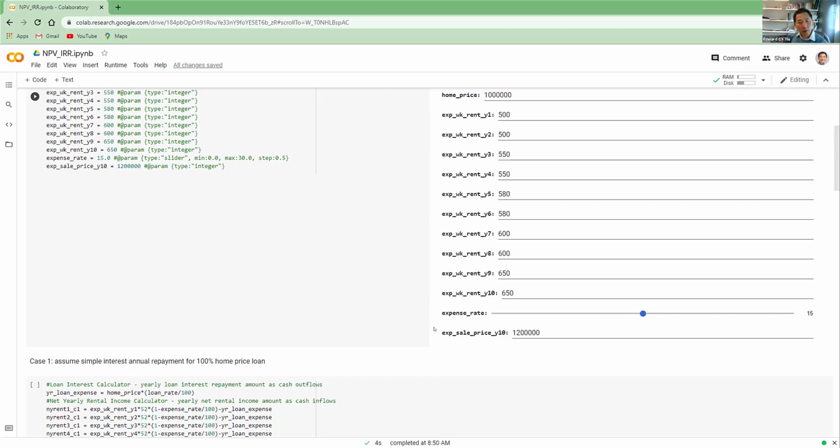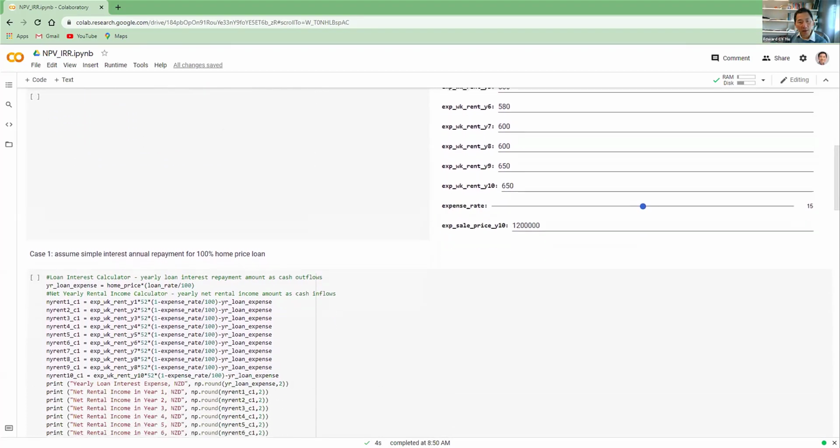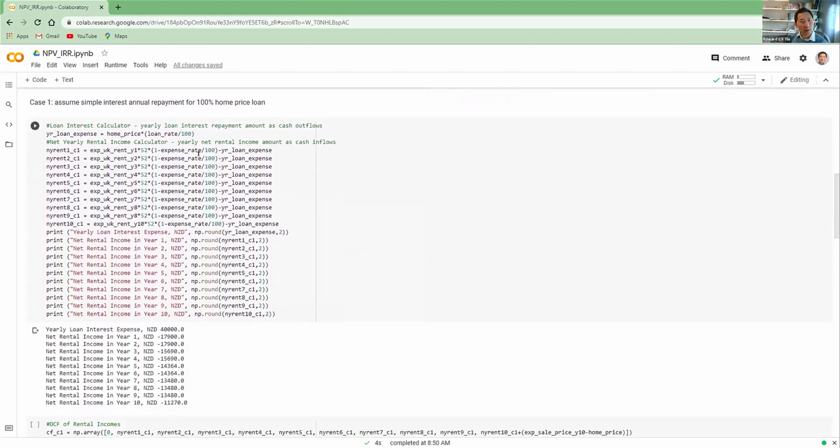Then we also provide an expected sale price at the end of year 10. So it is a 10-year investment horizon. We are going to compare 3 case scenarios. The first one is 100% loan and assumes simple interest repayment.